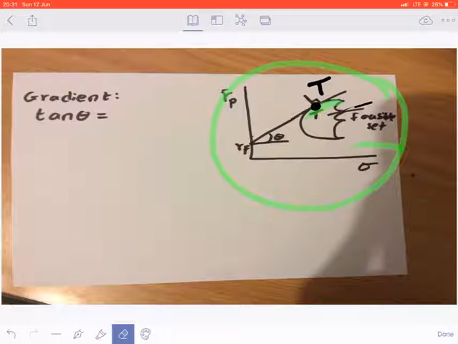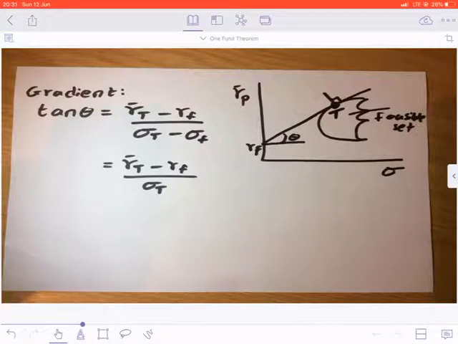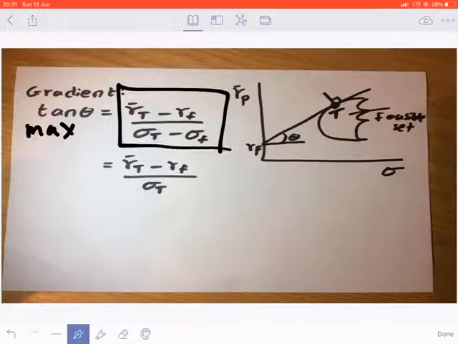So theta is going to be what? Theta can be found in this way. You basically have to find the gradient, right? In order to maximize your theta, you have to maximize your gradient. So you have to find the maximum of the tangent of theta, and that's all you need to do in order to find this tangent portfolio, is to maximize your gradient.